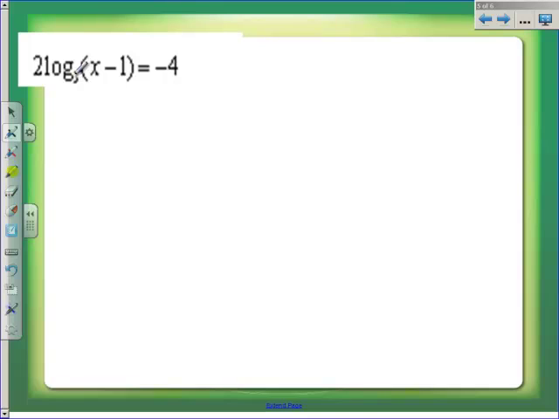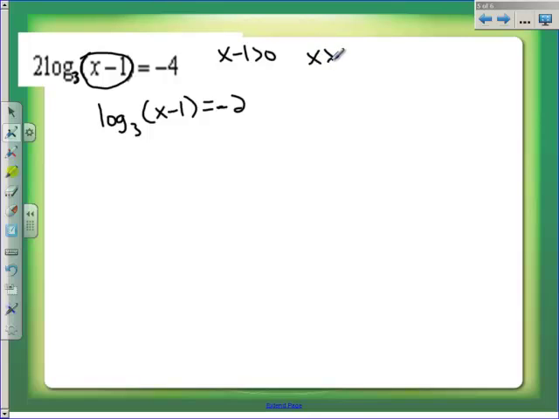Okay, again, sorry, that's fuzzy. That's a base of 3. Let's do another example here. What I'm going to do first is divide both sides by 2. So I'm going to have the log base 3 of x minus 1 equals negative 2. And let's go ahead and write our domain statement. Our answer here has to be x is greater than 1.